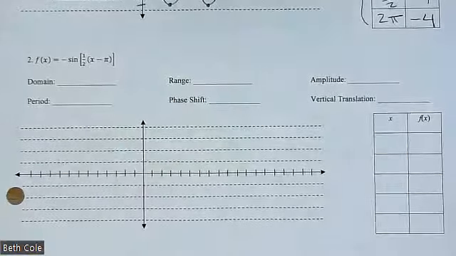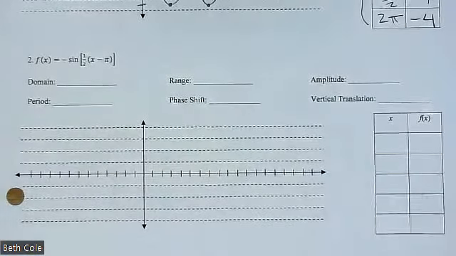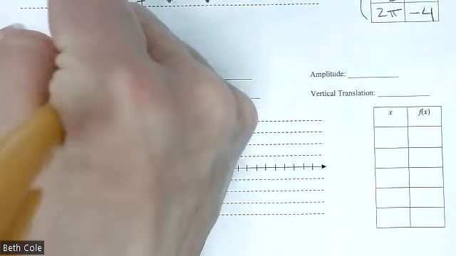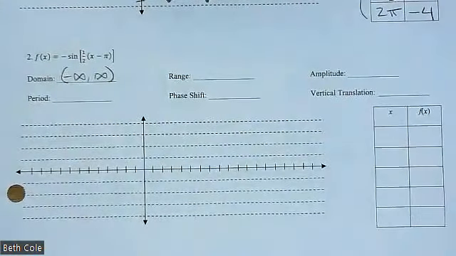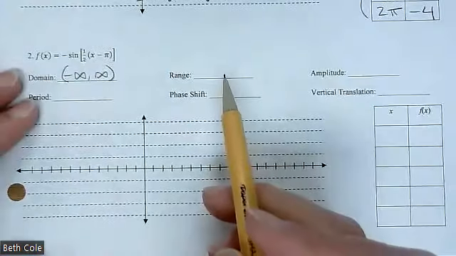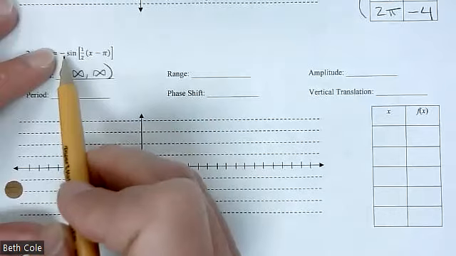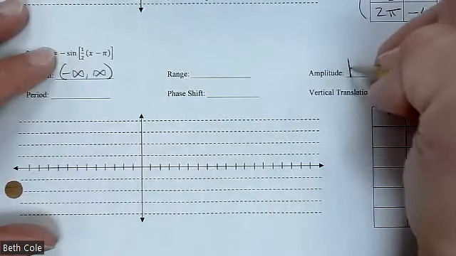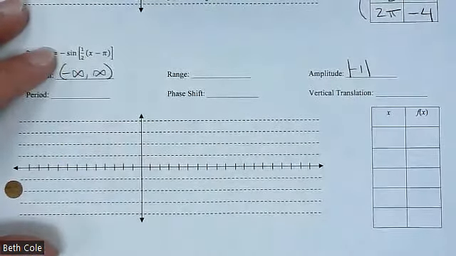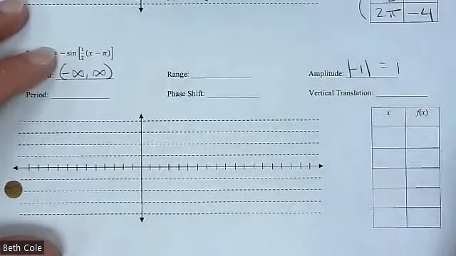It's sine, so it's a wave. What's our domain? All reals, automatic answer. If you're like, this is taking forever, yeah, the first one kind of does. We're going to be able to speed it up now. I'm going to come back to the range. Amplitude, what's in front here? A negative 1. Now you have to take the absolute value of that, so it will just be 1.